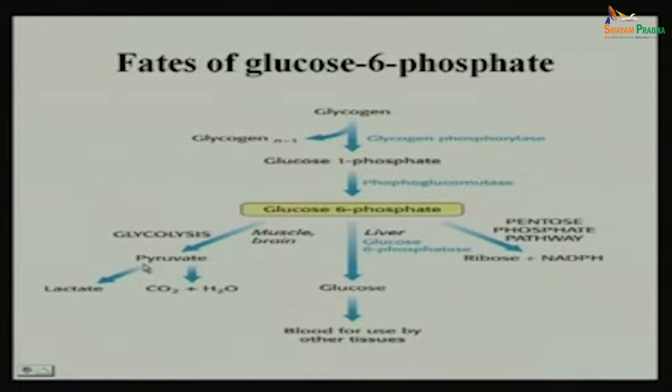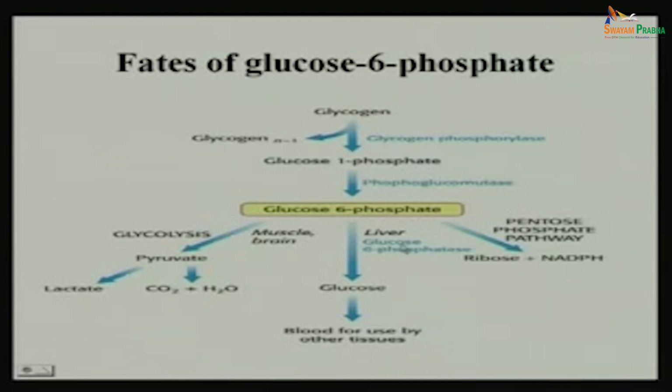Further, under anaerobic condition, pyruvate is getting converted to lactate. Pyruvate can enter the TCA cycle with the release of a molecule of carbon dioxide, and acetyl CoA is formed and the TCA cycle starts, that enters the respiratory chain.